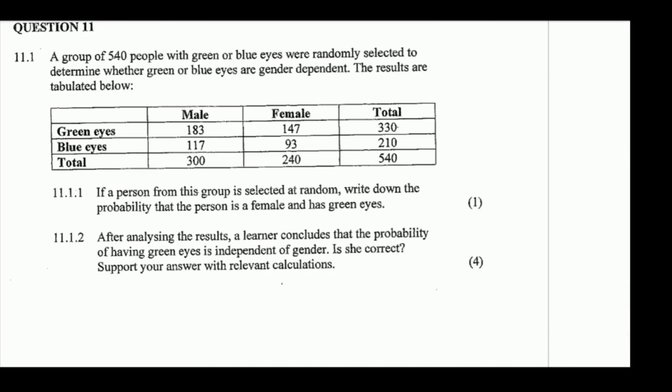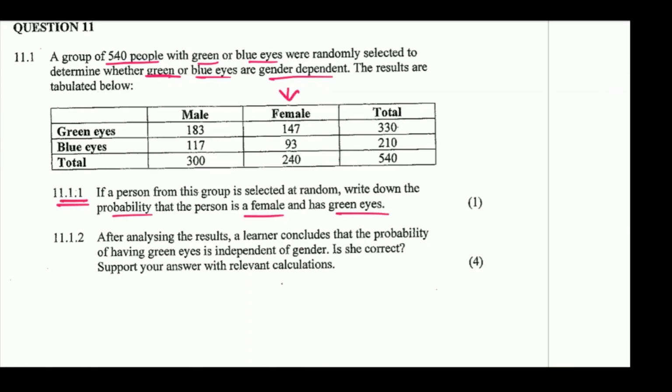Now in question 11, we are told that a group of 540 people with green or blue eyes were randomly selected to determine whether the green or blue eyes are dependent on the gender. The results were tabulated below. So 11.1.1 says that if a person from this group is selected at random, write down the probability that the person is a female and has green eyes.